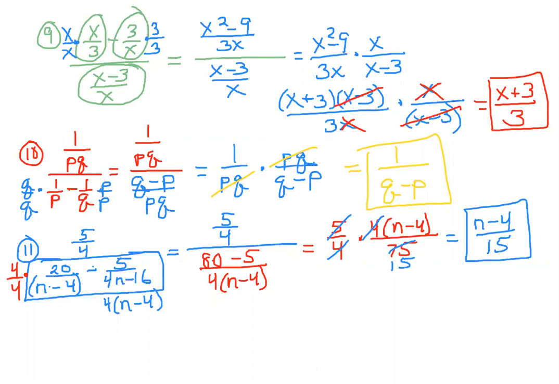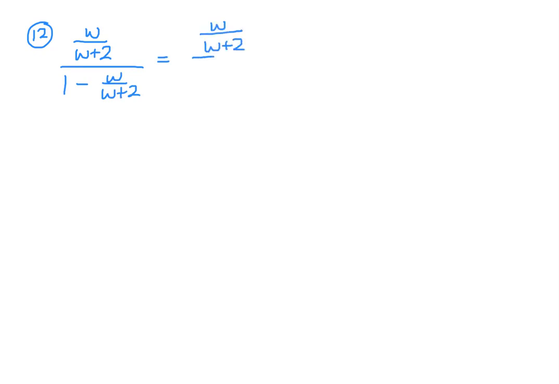All right, let's look at number 12. Number 12 is w over w plus 2 over 1 minus w over w plus 2. All right, numerator, already one fraction. Denominator, we're going to have to write this 1. I can rewrite this 1 as w plus 2 over w plus 2. Okay? You can always put the same thing over each other to get 1. So now we have a common denominator, so we're going to have w plus 2 minus w over w plus 2.